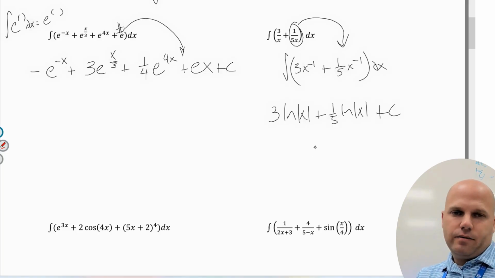I could combine the amount of log x's if I wanted to, but it's not that big of a deal. I could have combined the amount of x's I had here too, but I don't want you to do that.